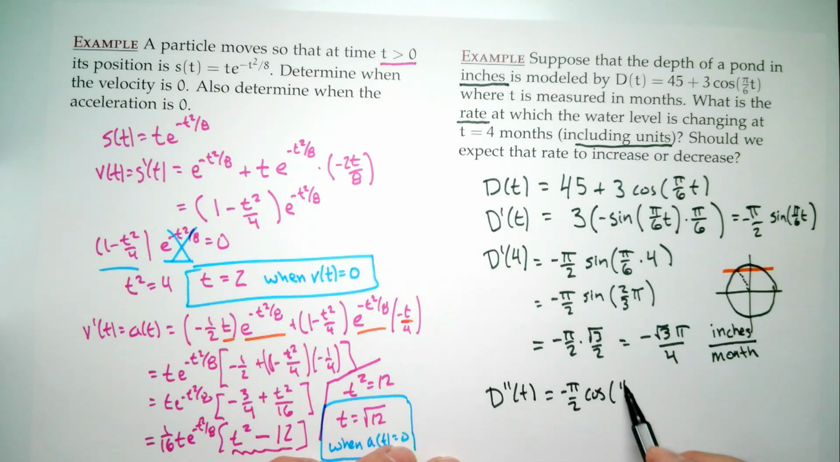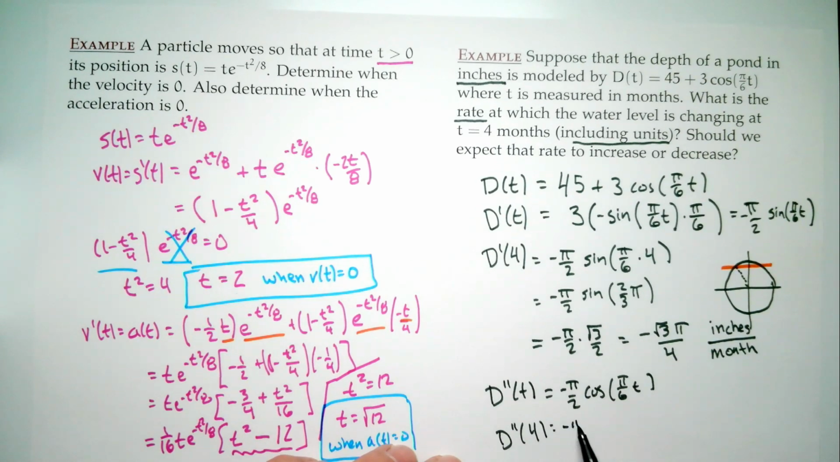Cosine of pi/6 times t. So we plug in 4. So we end up with negative pi halves times cosine, multiply by pi/6, yep, sorry, cosine of, and it's still going to be 2/3 pi times pi/6.